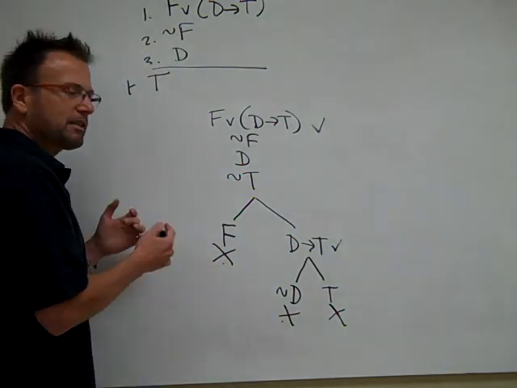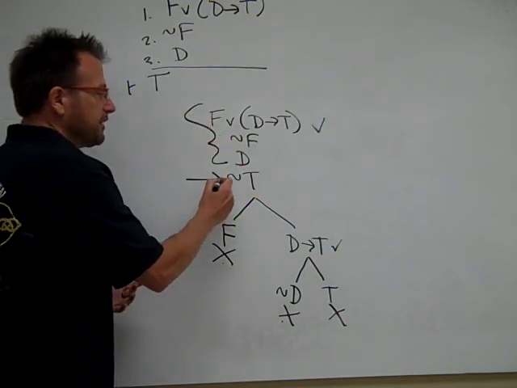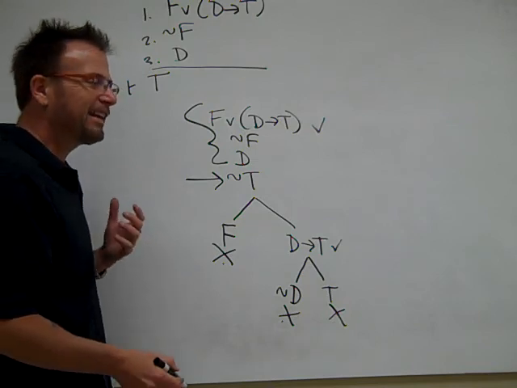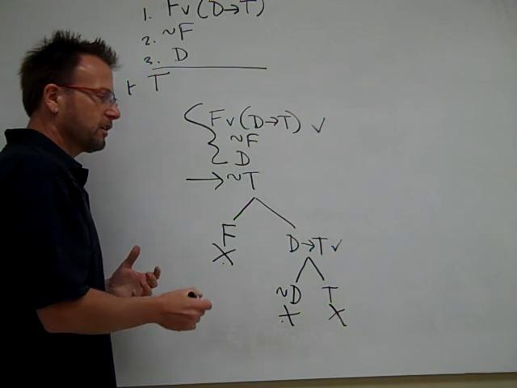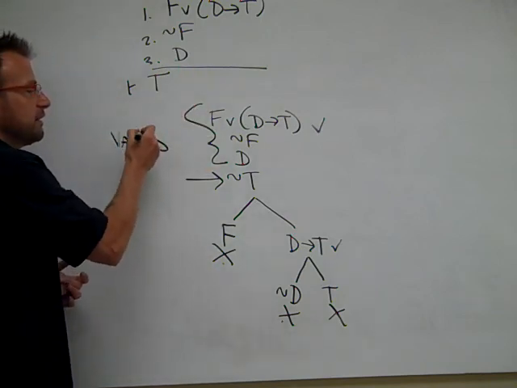What does that mean? That means my assumption that the premises could be true at the same time as the conclusion is false was incorrect, and it's not possible for all of those premises to be true when the conclusion is false. That means my original argument is valid.